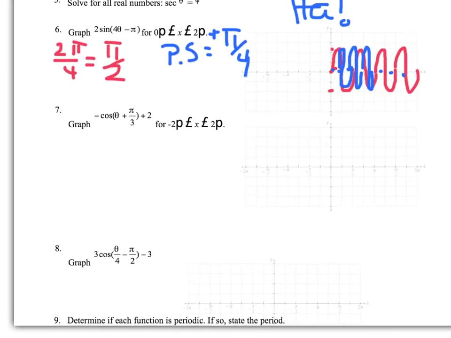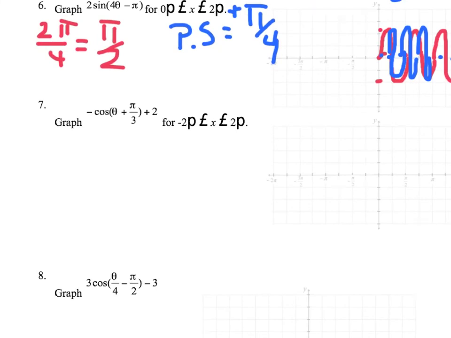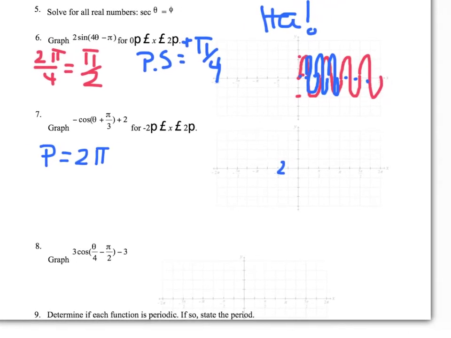All right, let's do number 7 really quickly as well. So negative cosine of theta plus pi thirds plus 2. That means it has a vertical shift of 2, so the equilibrium goes to 2. We are going to be flipping it at some point. Period is still 2 pi, but it does have a phase shift of negative pi thirds. So I'm just going to graph cosine regularly. Get all my points going. There we go. And there's my cosine graph.